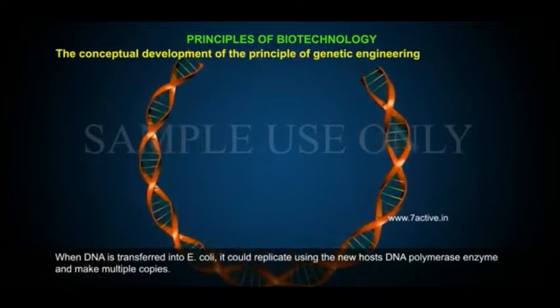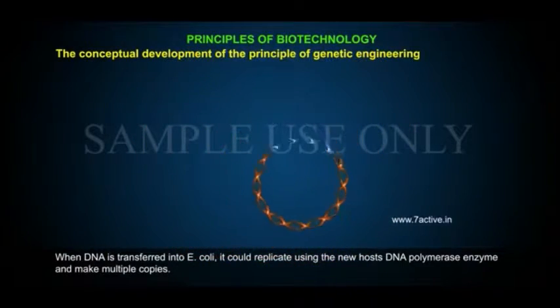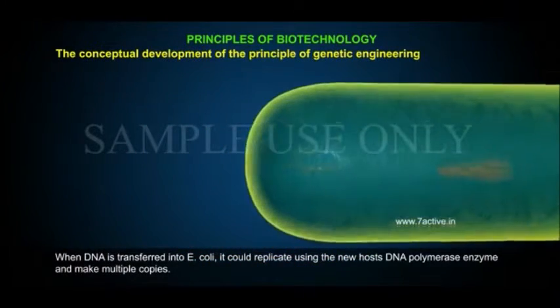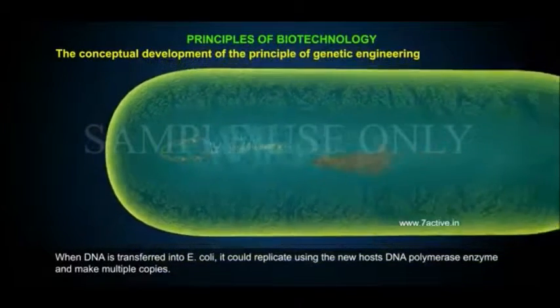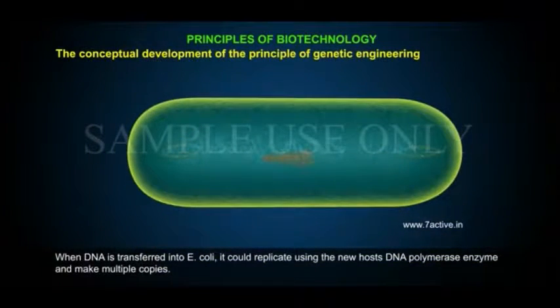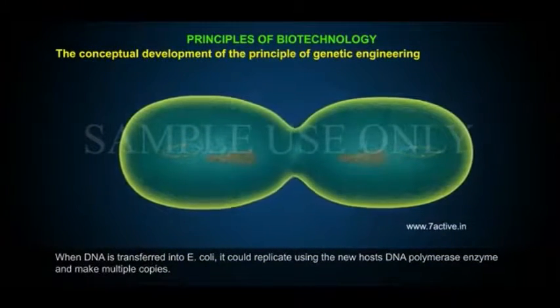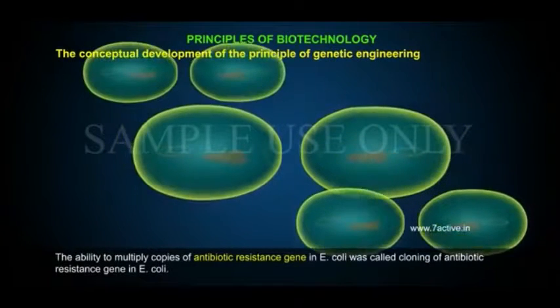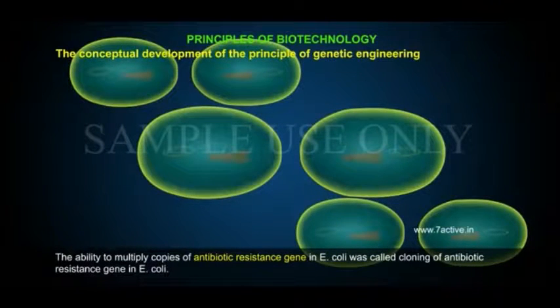When DNA is transferred into E. coli, it could replicate using the new host's DNA polymerase enzyme and make multiple copies. The ability to multiply copies of antibiotic resistance gene in E. coli was called cloning of antibiotic resistance gene in E. coli.